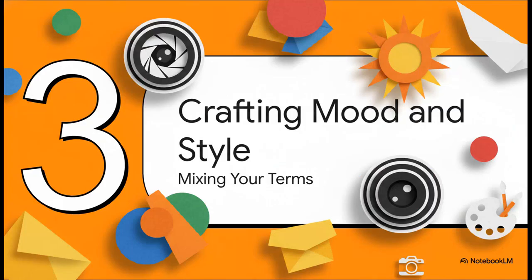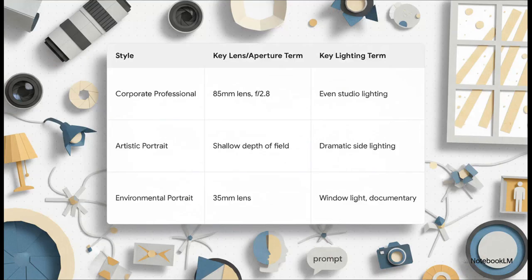Okay, so you've got the building blocks now, right? Lens, aperture, lighting, and color. This is where you stop being just a prompter and you become the art director. You can now mix and match these terms to get the AI to create completely different styles. And check this out. This is where it all comes together.